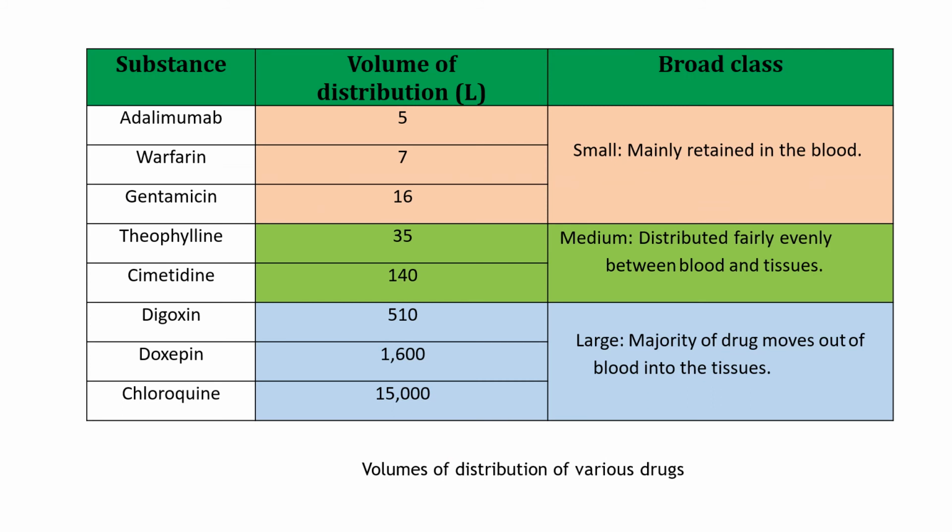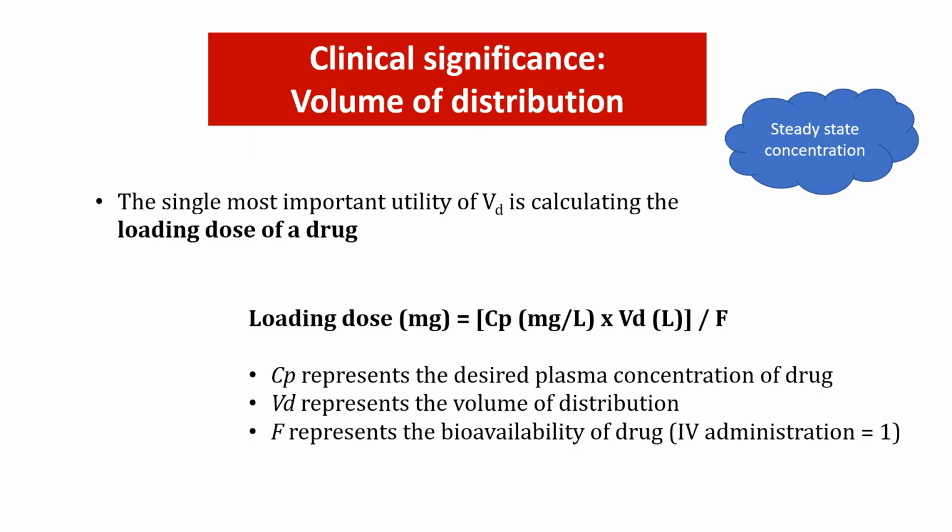So we can see here a few examples of drugs with low, medium, and high volume of distributions. The first ones are adalimumab, warfarin, gentamicin. Gentamicin is water soluble, and cannot pass through the cell membranes. Warfarin and adalimumab are very big in size, adalimumab being a monoclonal antibody, so it cannot penetrate through the cell membranes easily. And about chloroquine, it has a very high volume of distribution, around 15,000 litres. Generally, because it has the propensity to penetrate most of the tissues like brain, eyes, heart, kidneys, leukocytes, etc., it therefore has a very large volume of distribution.